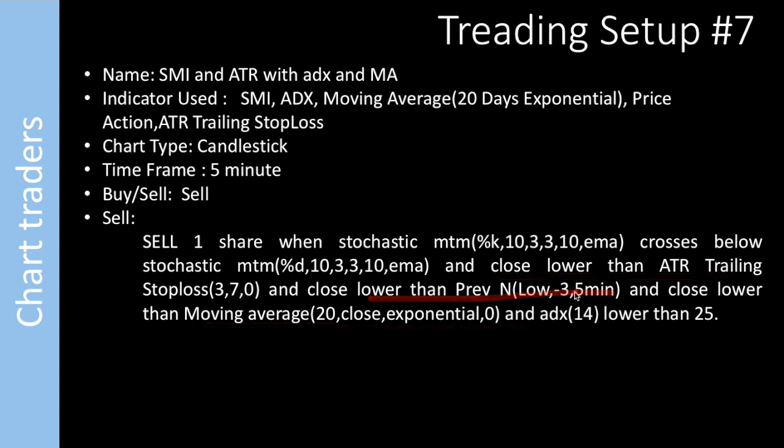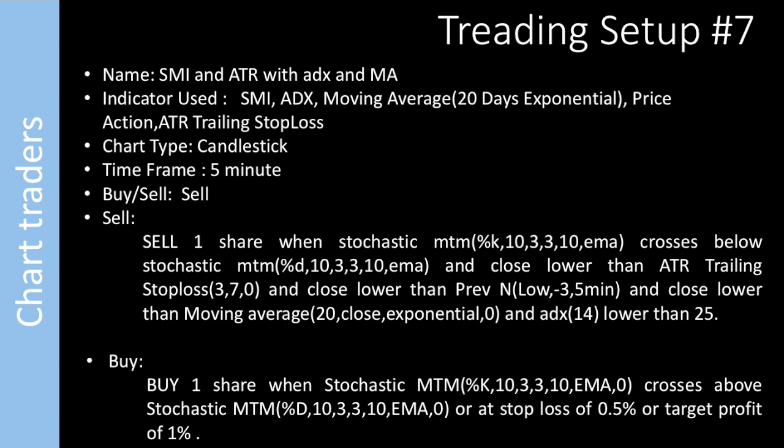So close is lower than the 15-minute low, and we are going to check that ADX is lower than 25, meaning the trend is not strong, but it might become strong in future. That's why we have taken lower than 25. So when to buy? Stochastic momentum crossover, stop loss 0.5 and the target is 1 percentile. So let's see on a chart.